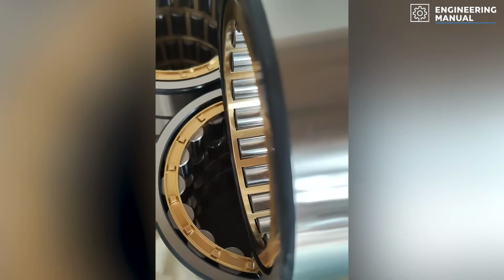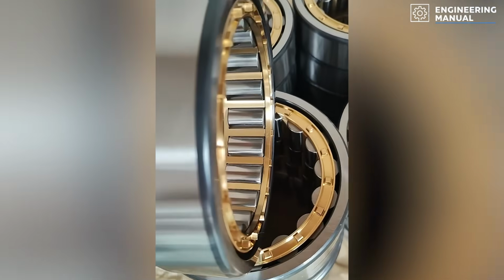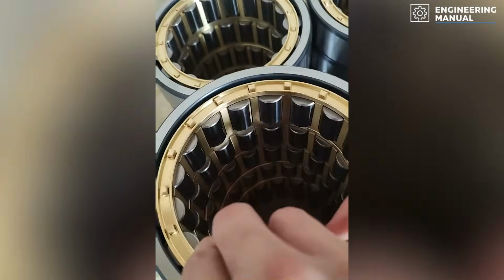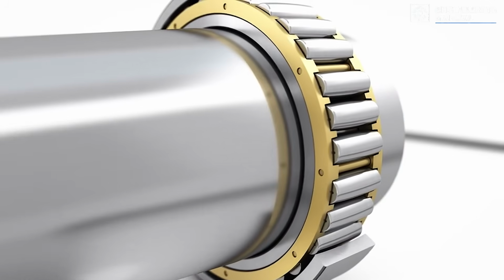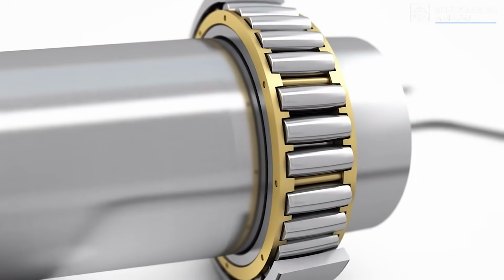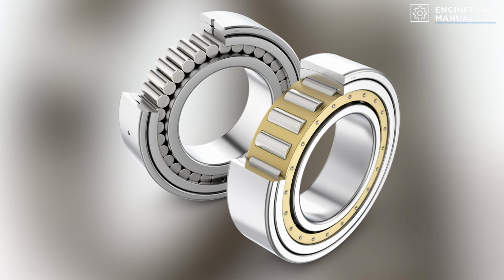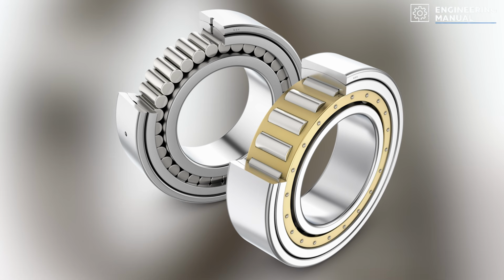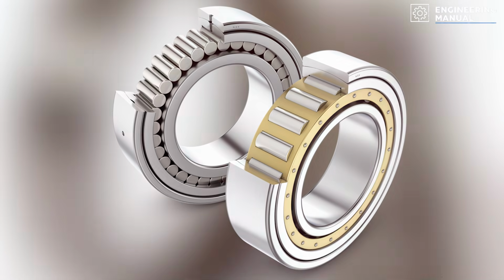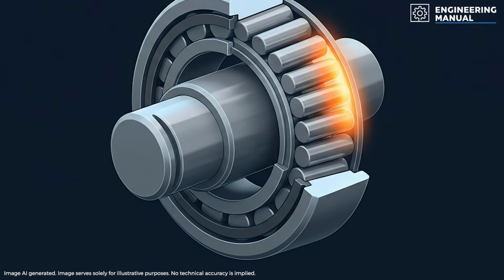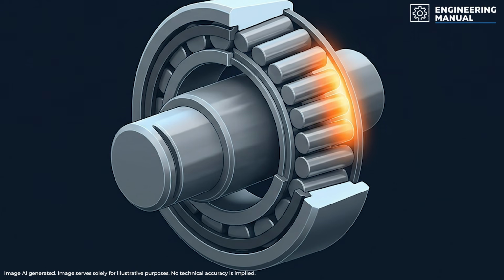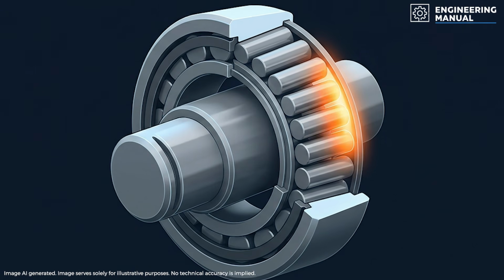Long rollers don't tolerate misalignment well. If the shaft tilts even slightly, the load shifts toward one end of the roller. Instead of distributing force evenly, the bearing develops concentrated edge loading. Local stresses increase rapidly, fatigue accelerates, and bearing life falls.